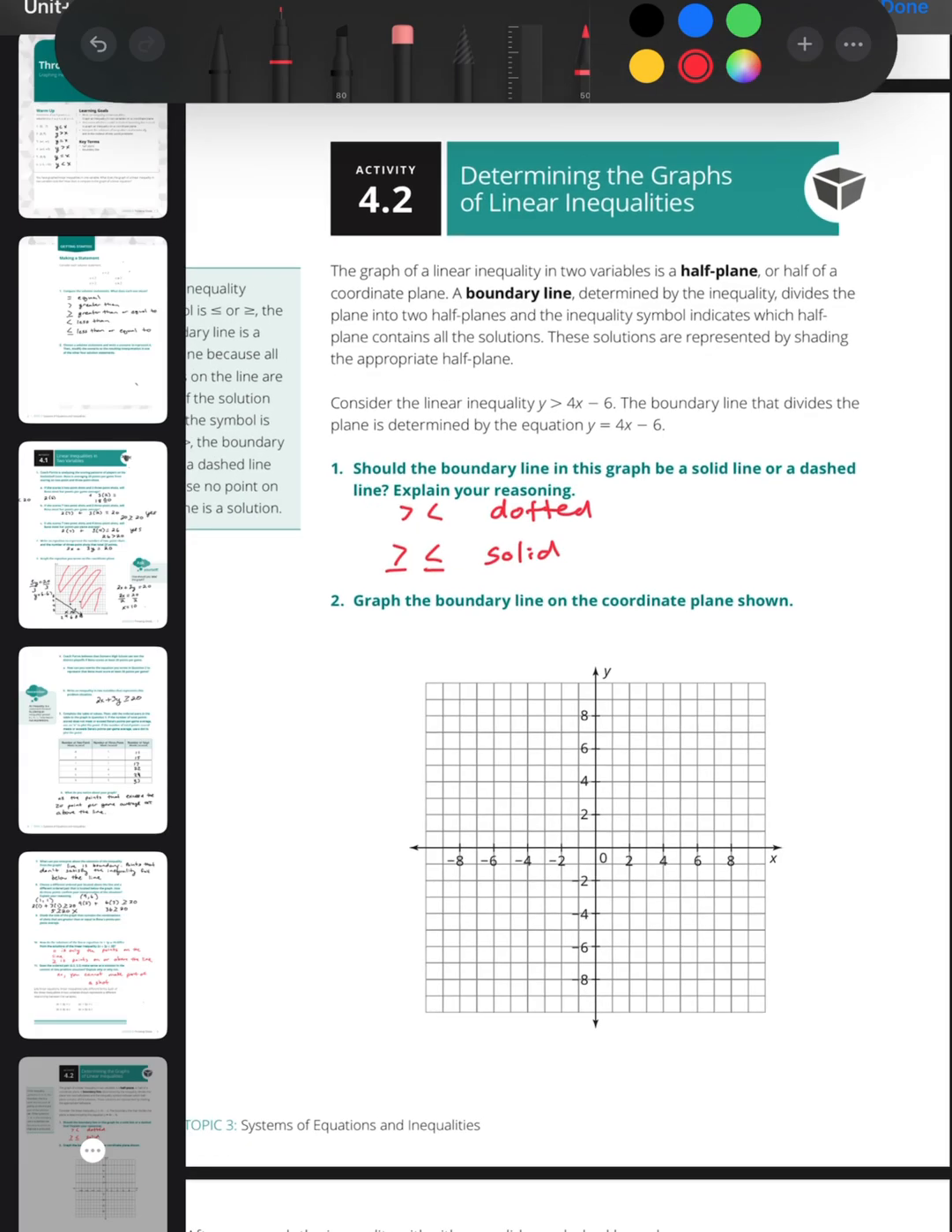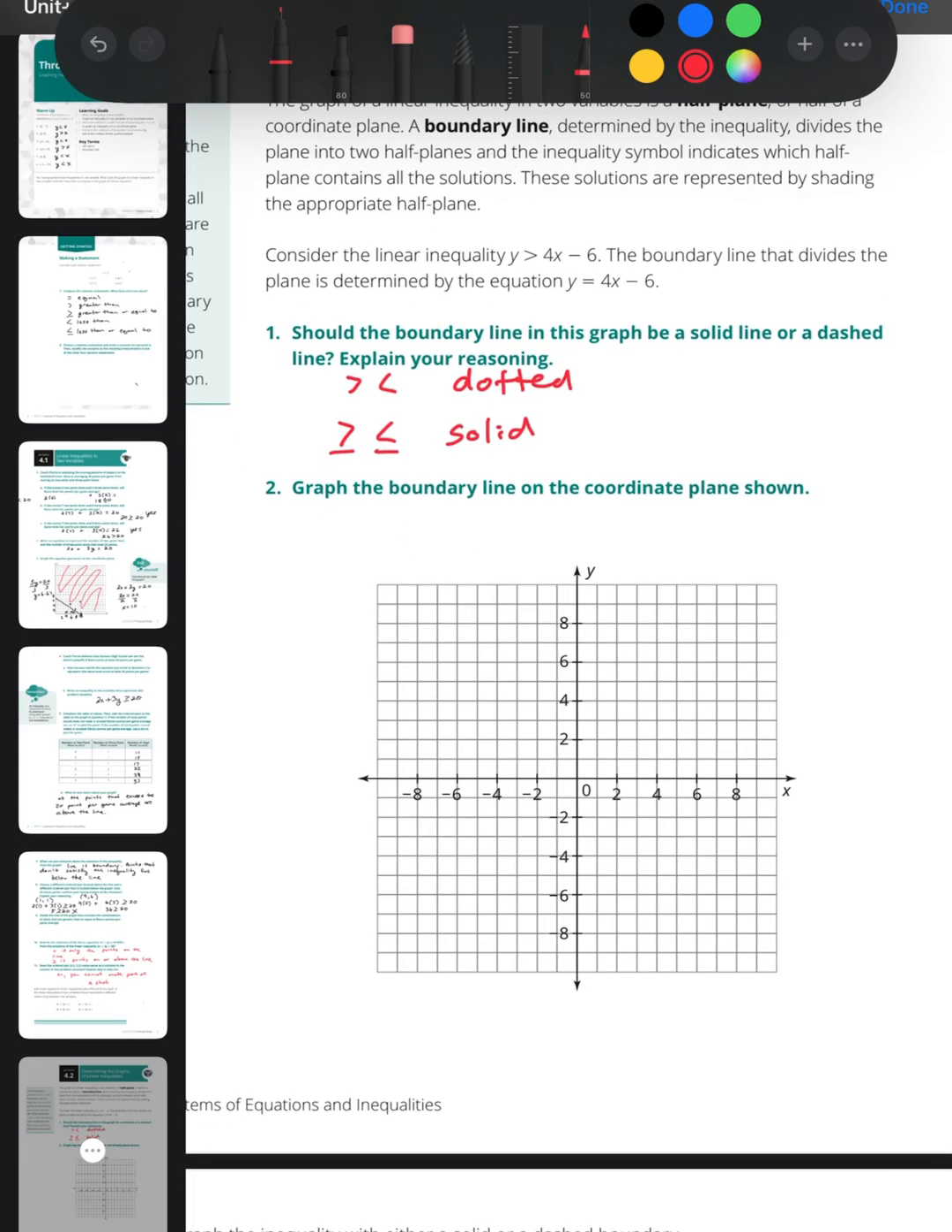So if we want to graph this inequality, y is greater than 4x minus 6, we have a y-intercept of negative 6, slope of 4, so up 1, 2, 3, 4, right 1. And as we mentioned, this does not have an or equal to, so this is going to be a dotted line, basically showing that it's not a solid line. And our sign is a greater than sign, y is greater than 4x minus 6, so we're going to be above that line.